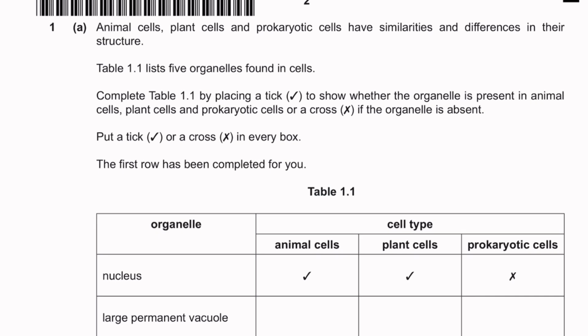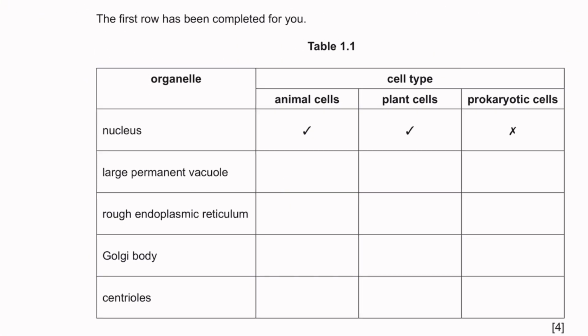Question number 1. Animal cells, plant cells, and prokaryotic cells have similarities and differences in their structure. Table 1.1 lists 5 organelles found in cells. Complete table 1.1 by placing a tick to show whether the organelle is present in animal cells, plant cells, and prokaryotic cells, or a cross if the organelle is absent. Put a tick or a cross in every box. The first row has been completed for you.